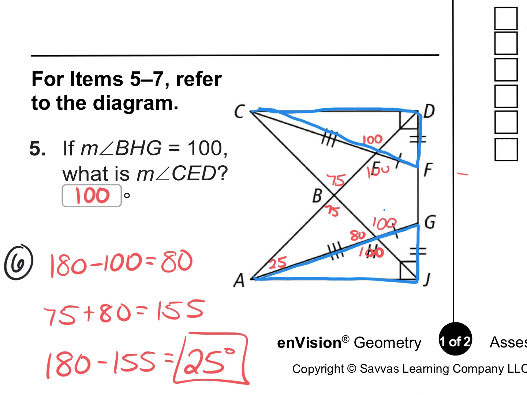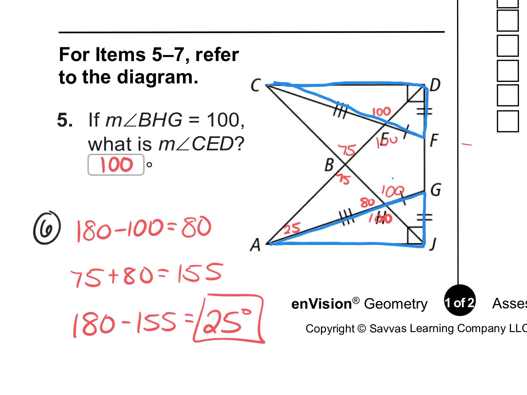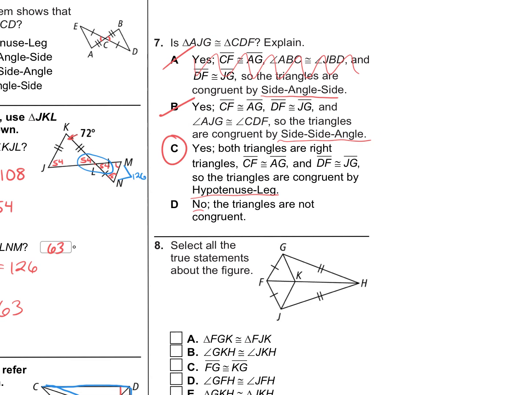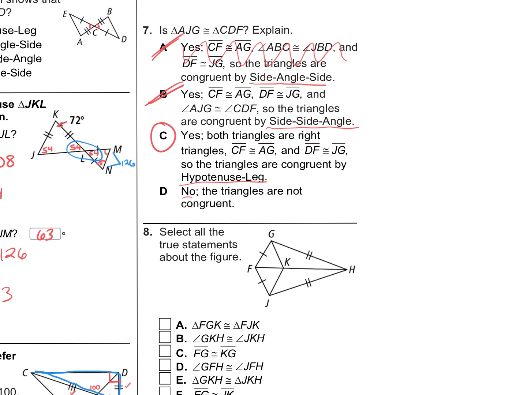Hypotenuse leg, does that work? What do we need in order to use hypotenuse leg? A right angle, which we do have. Does it have a hypotenuse? Yes. Does it have a leg? Yes. So our answer is C. What if neither of those three worked? Then it would be no. Yep. Good.